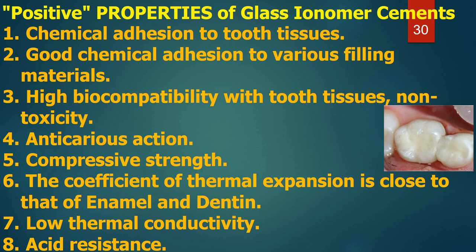Positive properties of glass ionomer cement. First, chemical adhesion to tooth tissues. Second, good chemical adhesion to various filling materials. Third, high biocompatibility with tooth tissues. Non-toxicity. Fourth, anti-carious action. Fifth, compressive strength. Sixth, the coefficient of thermal expansion is close to that of enamel and dentin. Seventh, low thermal conductivity. Eighth, acid resistance.